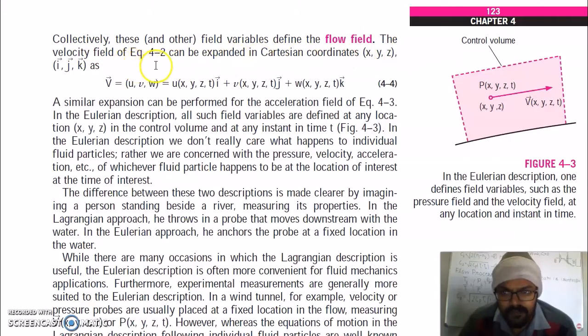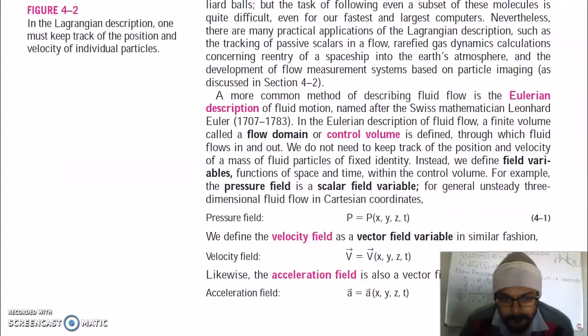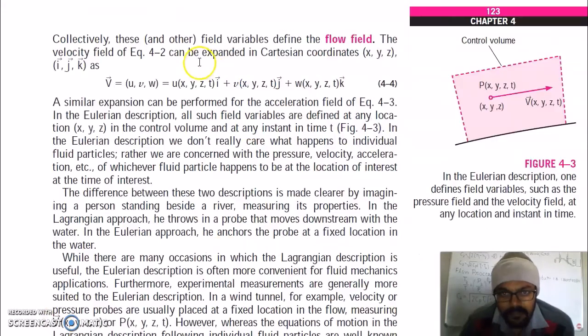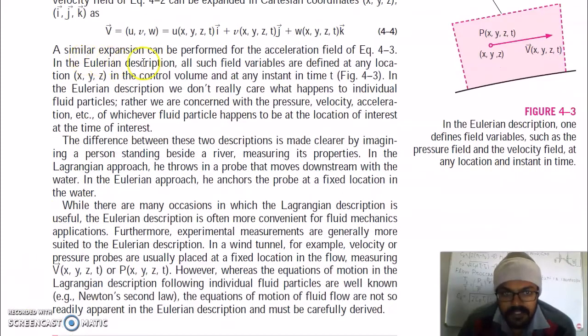The velocity field equation can be expanded in Cartesian coordinates x, y, z, with unit vectors i, j, k. So V is equal to u, v, w. You can represent it in terms of x, y, z and time, and you can spread it in terms of i, j, k. A similar expansion can be performed for the acceleration field.